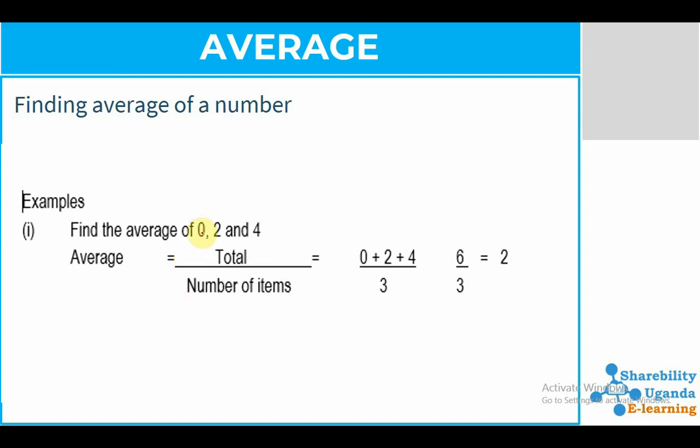This is an item, 1, 2. So we have 0 plus 2 plus 4, we shall be able to get our 6. But how many are they? They are also 1, 2, 3. Divided by 3, so they are able to get a 2. Alright, so that's how we shall be dealing with finding average.